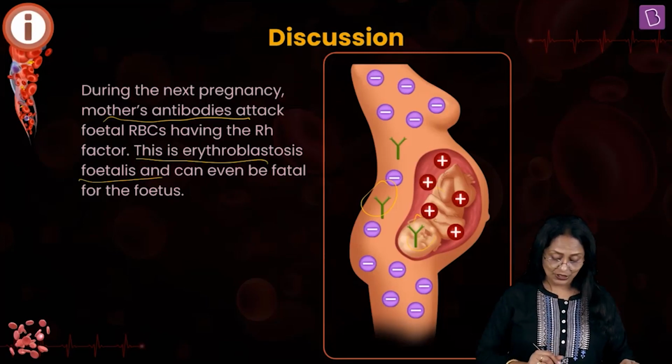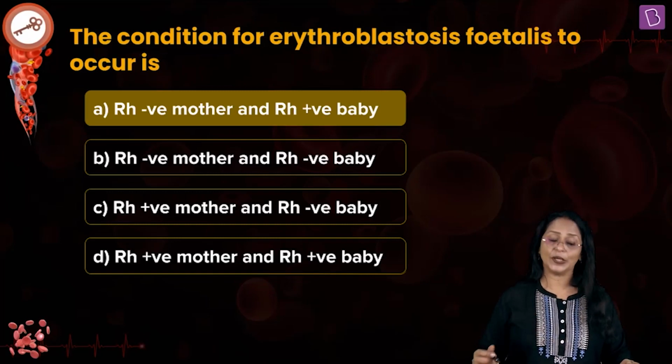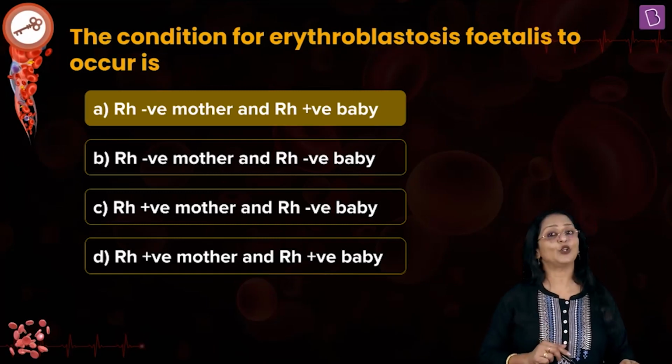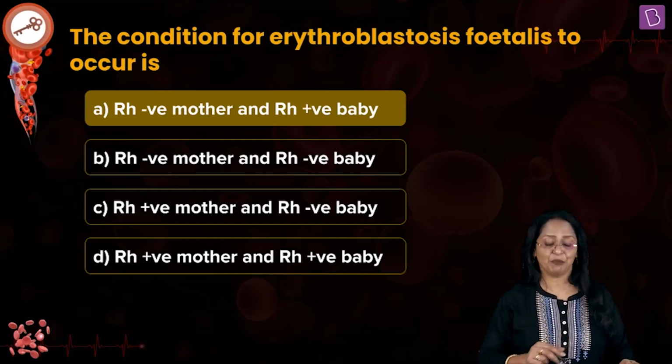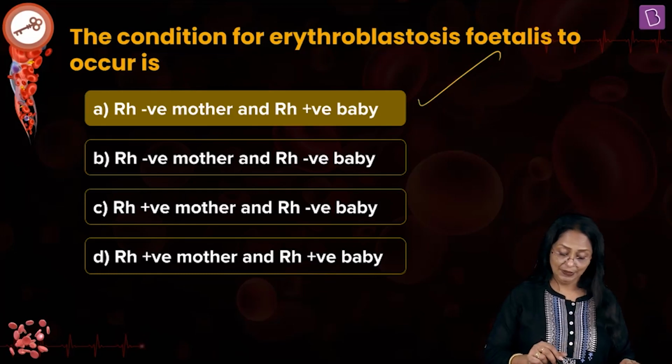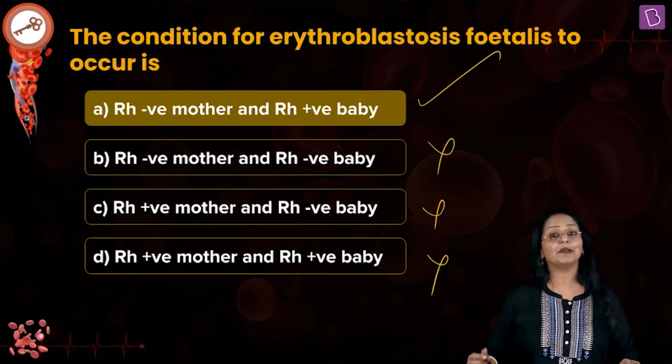So now, which will be the right option for our question? The condition for erythroblastosis fetalis to occur is Rh negative mother and an Rh positive baby. So A is the right answer. B, C and D can be eliminated.